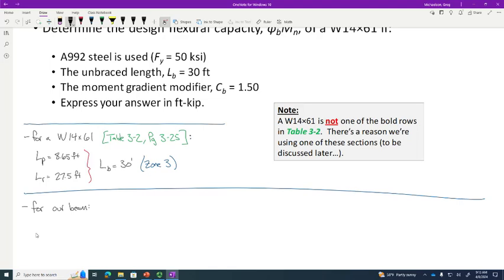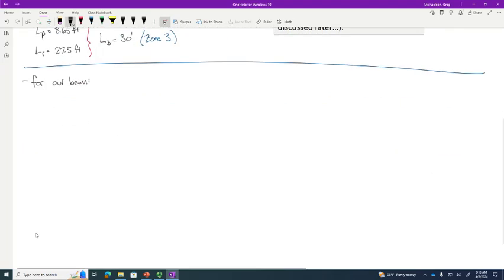Okay, so for our beam, the first thing that we know is C sub B. Okay, C sub B is 1.50. That was given. The other thing that we know is LB is 30 feet. Now, I'm going to go ahead and tell you right now, go ahead and convert this to 360 inches. Okay. That's very important.